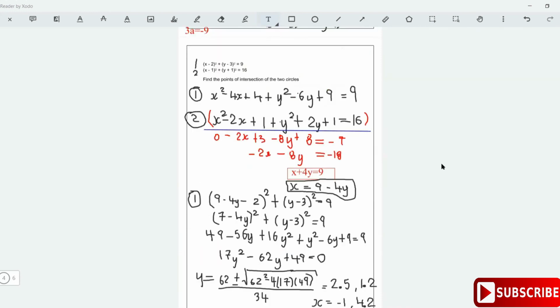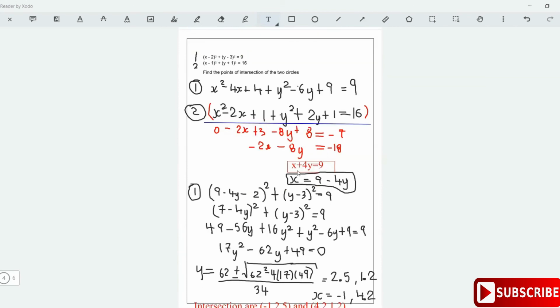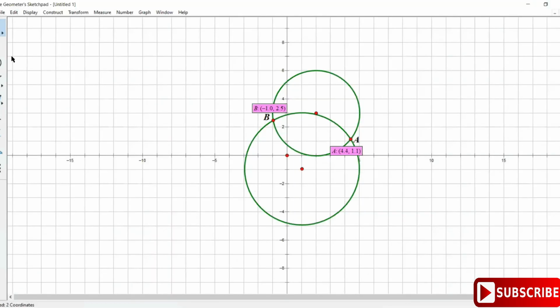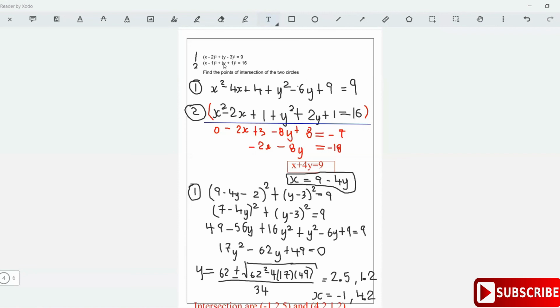First thing you do is find the line of intersection. Before you can find the line of intersection, make sure the equations are in general form. Put them in general form, and then subtract the two equations to find the line of intersection. I'm going to show you the line of intersection right here. If you look closely, x + 4y = 9. If I make y the subject, y is equal to (9 - x)/4.